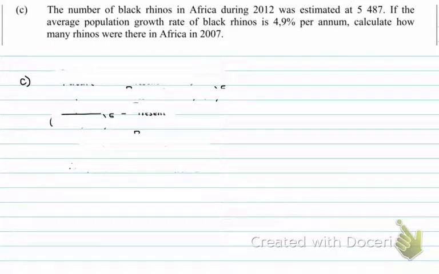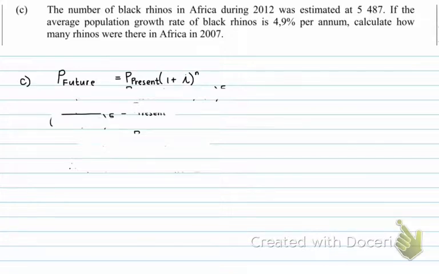Question C. The number of black rhinos in Africa during 2012 was estimated at 5,487. If the average population growth rate of black rhinos is 4.9% per annum, calculate how many rhinos there were in Africa in 2007. So now we have to work back. Again, it's population growth, therefore I use that formula. But now guys, the 5,487, I have to substitute into the future population because we want to work out what was the present population in 2007.